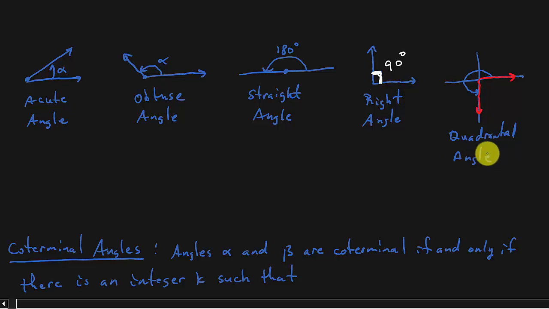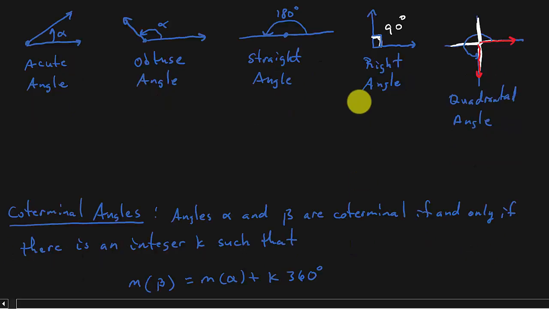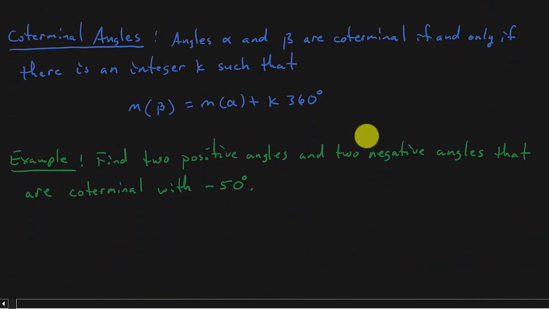And then we have a quadrantal angle. That's when we have the initial side here, and the terminal side falls on one of the axes. So in other words, it could fall here, or it could be here, or it could be here. Okay. All right. So now let's look at coterminal angles.